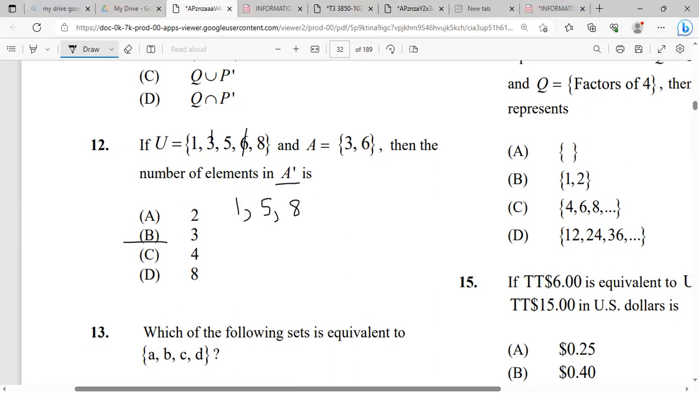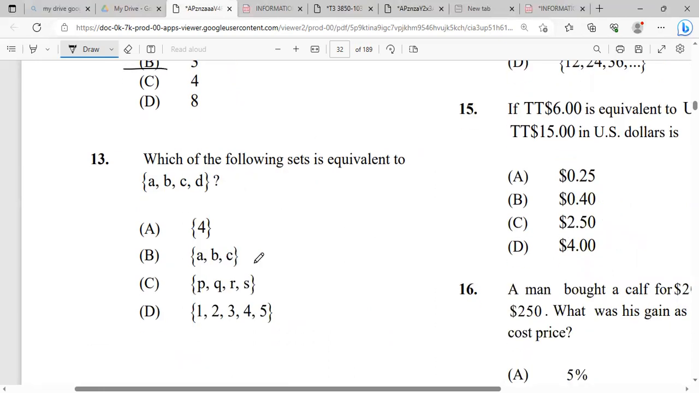All right, which of the following sets is equivalent to A, B, C, D, and that would be P, Q, R, S. And the reason for that is there are 4 elements in each set.